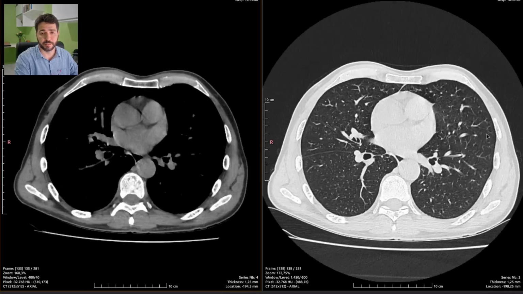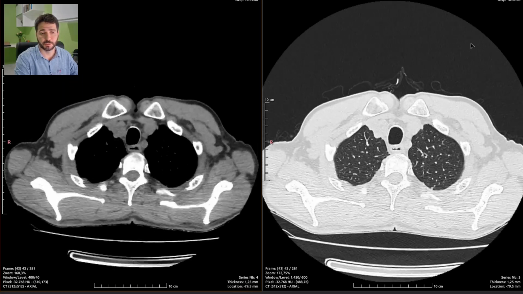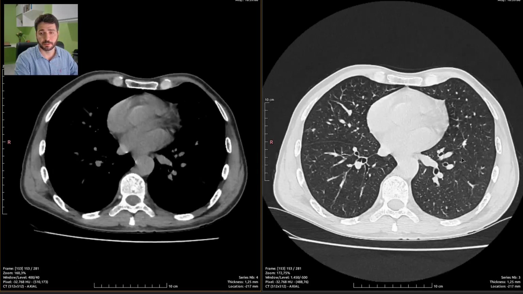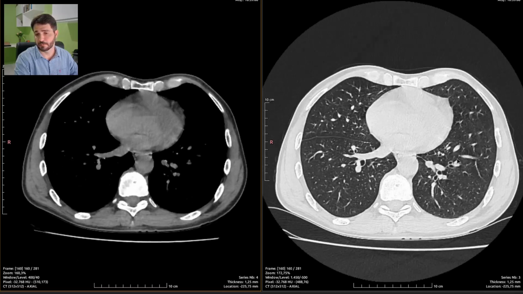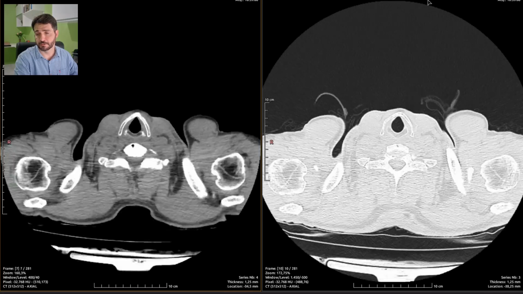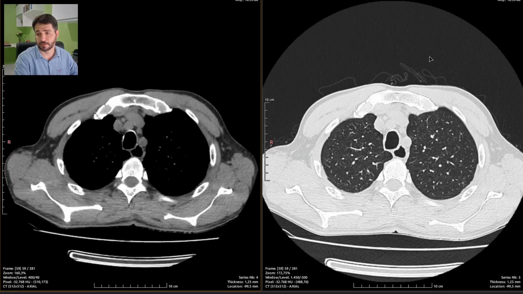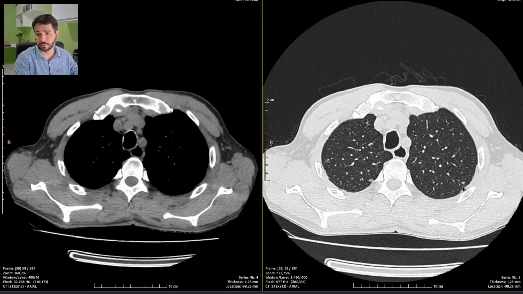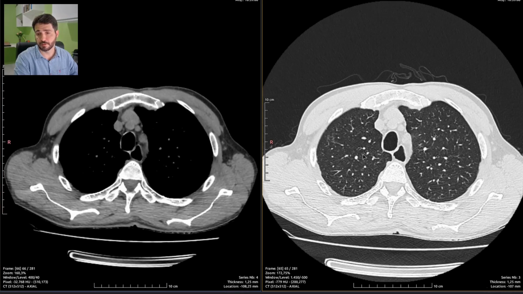This is a very thin patient and he seems quite normal. No major architectural distortion of the lungs. Some micronodules, cortical micronodules, non-calcified.